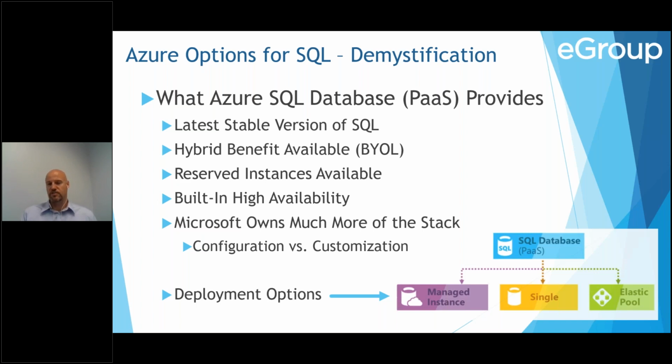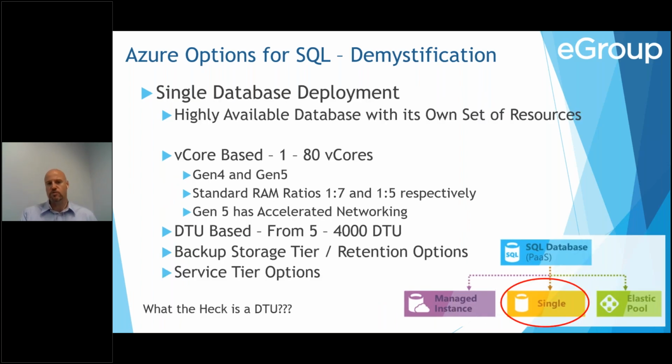But again, Microsoft owns much more of that stack. And with that ability to hand that off to Microsoft, you're now into more of configuration versus customization. So you're not going to have as many options. We'll lay out what those options are and aren't as we get into the deployment options of PaaS. The first one we'll talk about is just a single database deployment. Probably the easiest and most straightforward, highly available database, still with the backups and the retention policies, with its own set of resources. And those resources can be laid out vCore based, so 1 to 80 vCores.